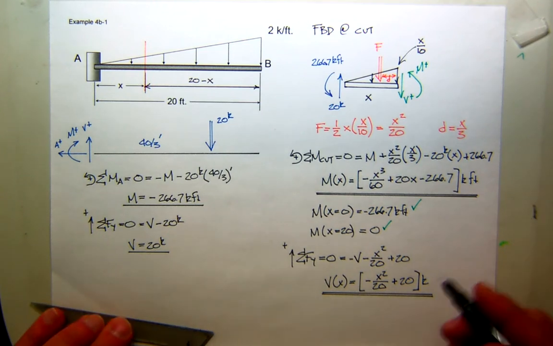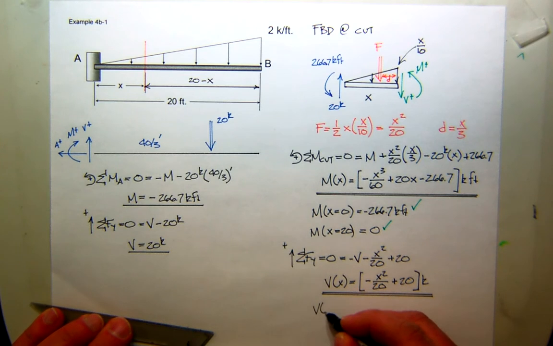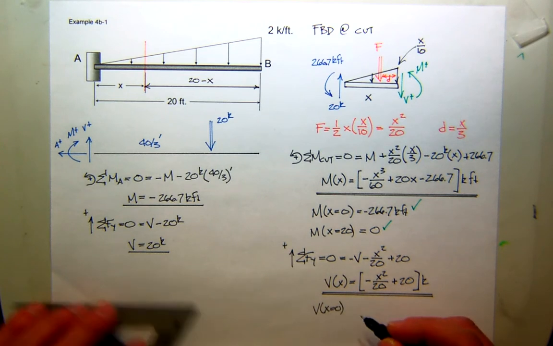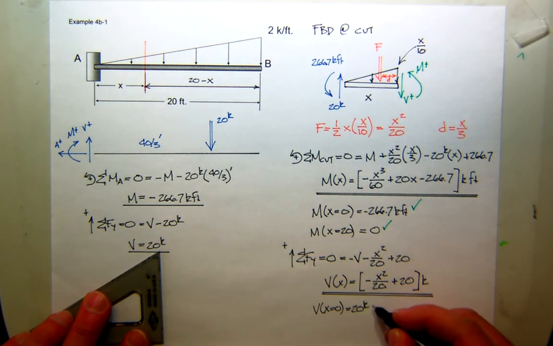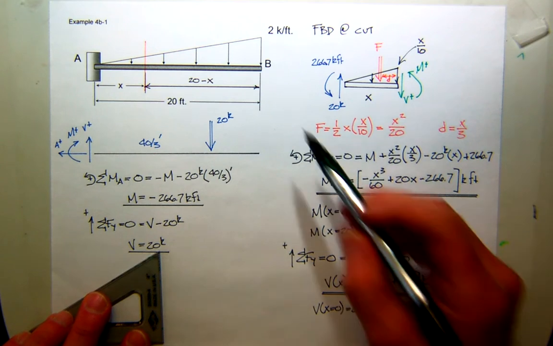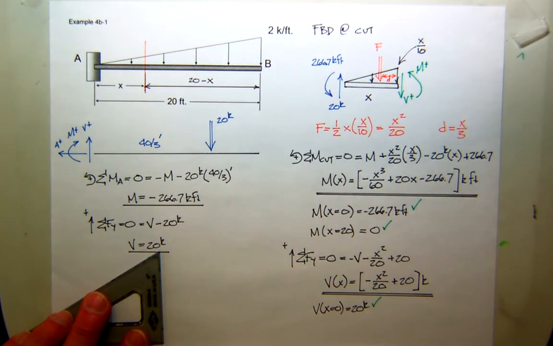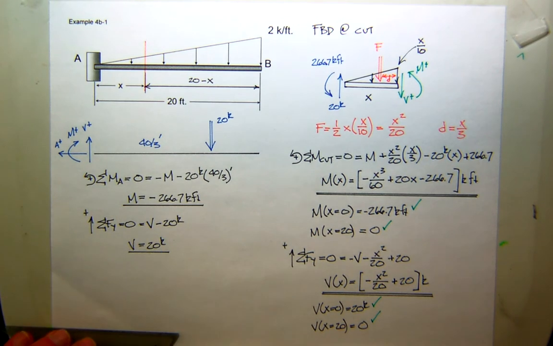It still matches. Okay, so I know the shear at x equals 0. It's equal to what? I solved for it. 20 kips. When I put x equal to 0, what do I get? Yeah. What do you think the shear at B is? Is there anything there capable of shear? No. So at x equal 20, I should get 0. If you put x equal 20, you get 0. All right. Lots of green checks. So there you go. There's your equations.